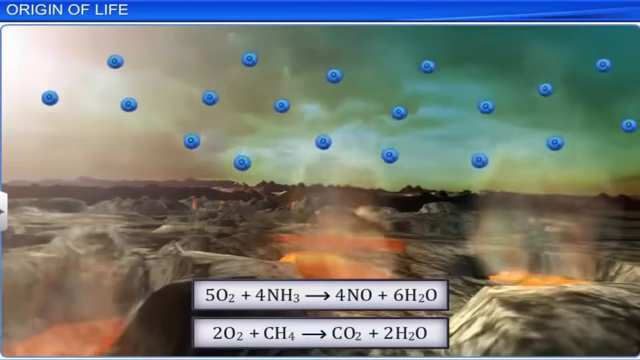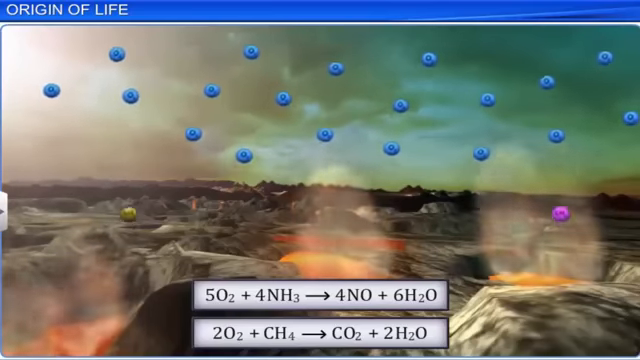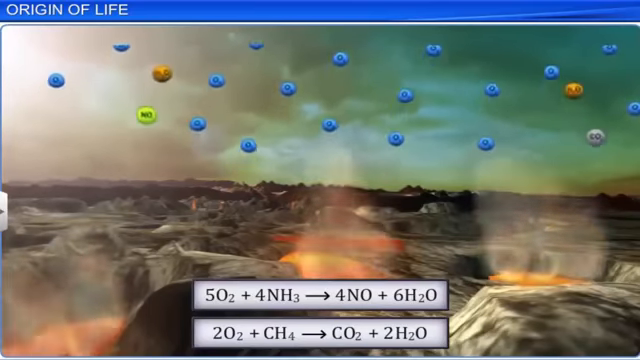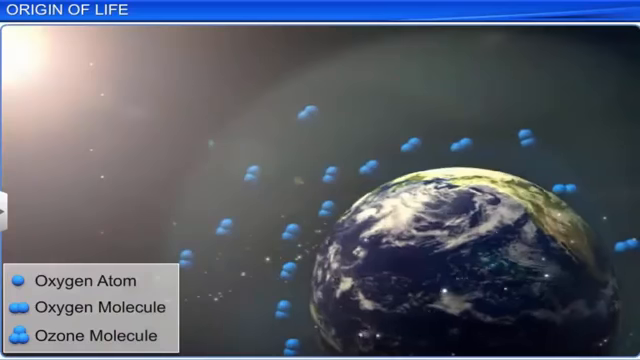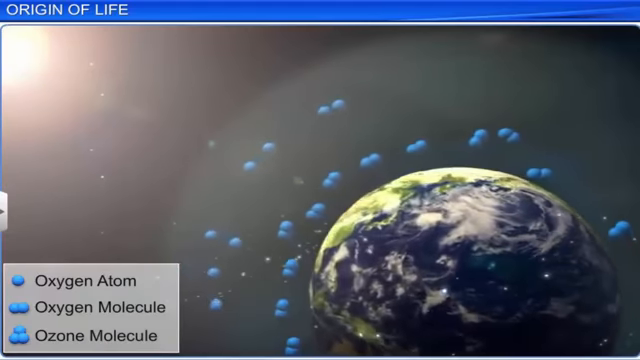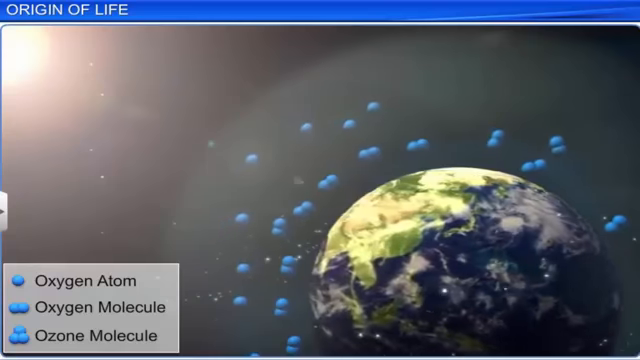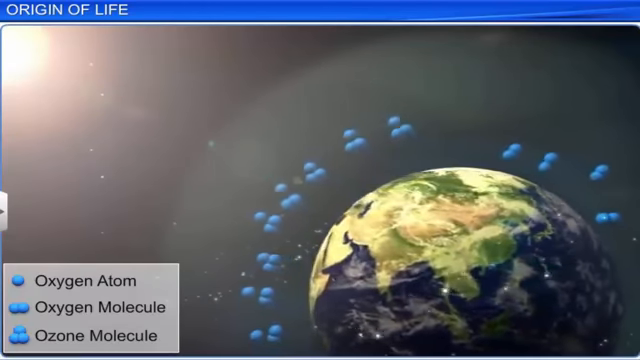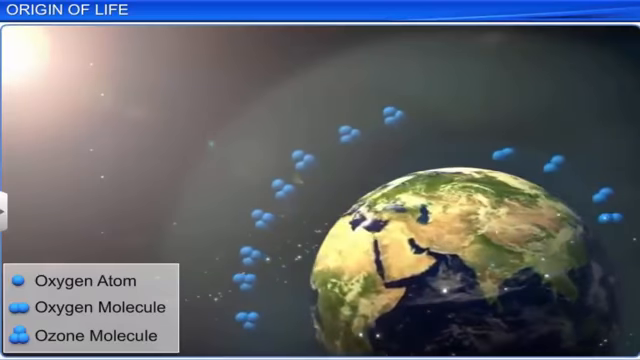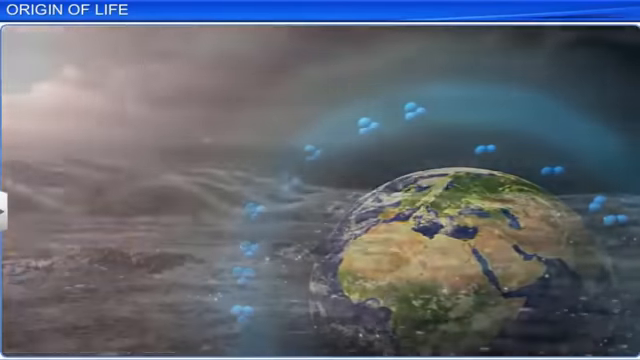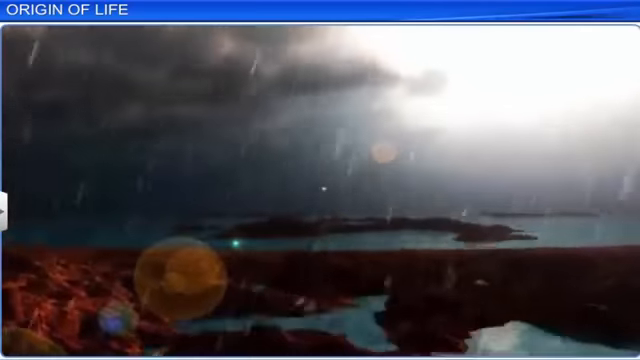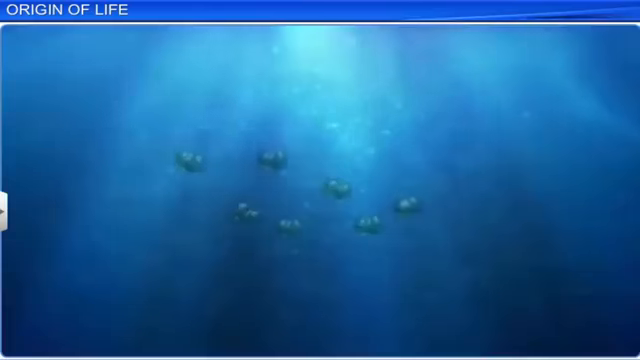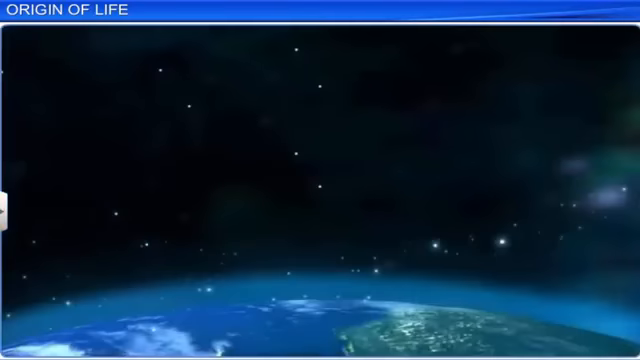Thereafter, oxygen combined with ammonia and methane, which led to the formation of water, carbon dioxide, and other gases. The high-energy ultraviolet rays of the sun struck the oxygen molecule and split it into oxygen atoms, which in turn reacted with other oxygen molecules to form ozone, and thus the ozone layer was formed. Some of the water vapor cooled and came down as rain, which filled all the deep depressions on the Earth and formed oceans. It is estimated that life appeared on Earth 500 million years after its formation.